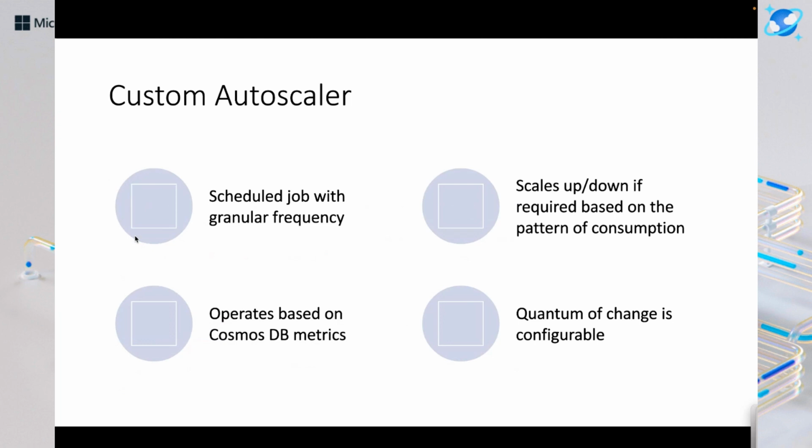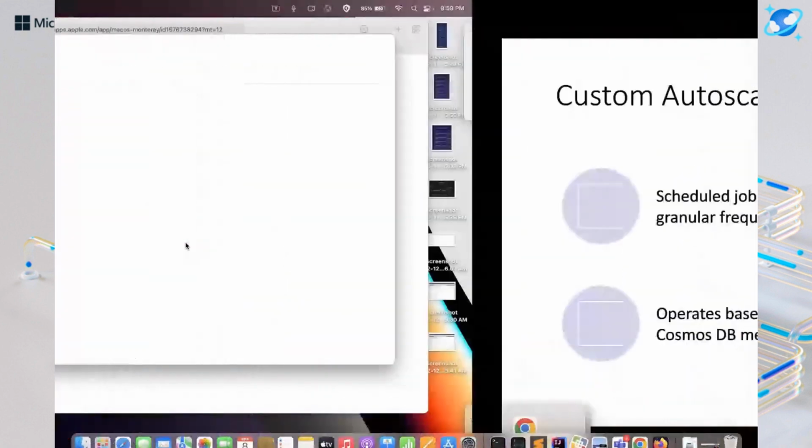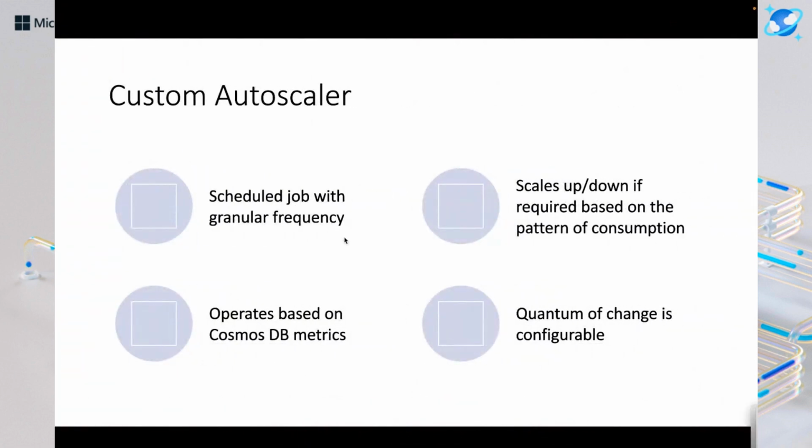So now let's also take a look at the custom autoscaler which InMobi has built. The first thing is, what is the custom autoscaler? It is a scheduled job which runs with a granular frequency. We can customize what frequency we want to run it at. What this job does is it scales the Cosmos DB RUs up and down based on the pattern of consumption. It checks all the metrics that are there, and based on that, it will scale up and down. And the amount of change that it should do is totally configurable.